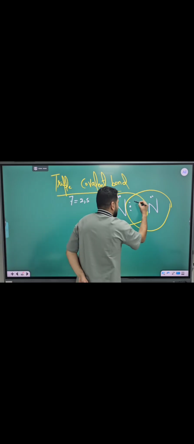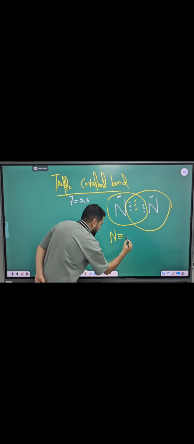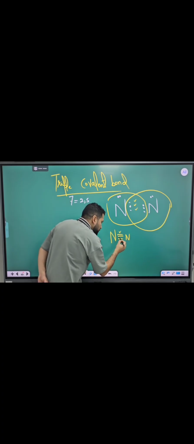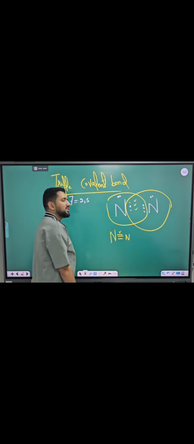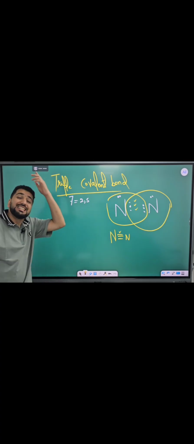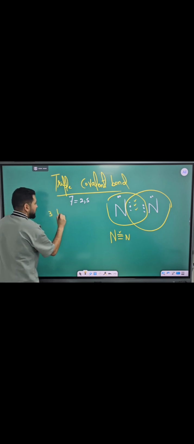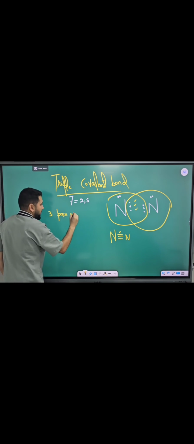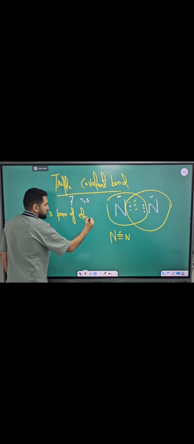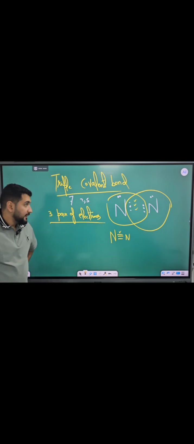Now how many pair of electrons are they sharing? 1, 2 and 3. There is sharing of 3 pair of electrons, that is represented by 3 lines. One line represents 1 pair, 2 pair, 3 pair. So there is mutual sharing of 3 pair of electrons, or we can say 6 electrons. So triple covalent bond is that type of covalent bond in which there is mutual sharing of 3 pair of electrons, right? I hope this is clear. Three pair of electrons. Clear?